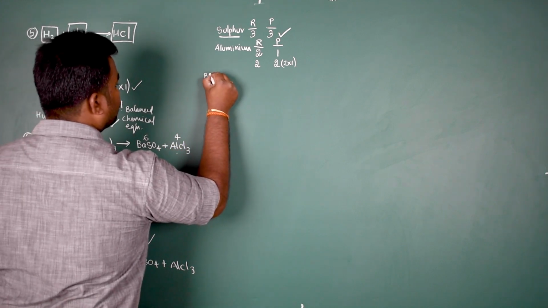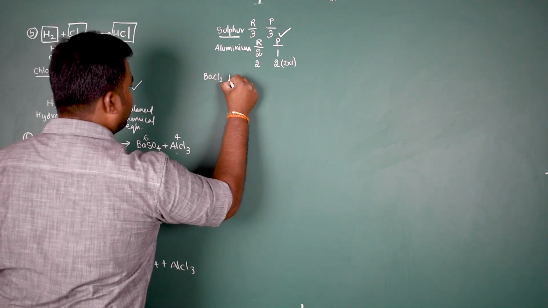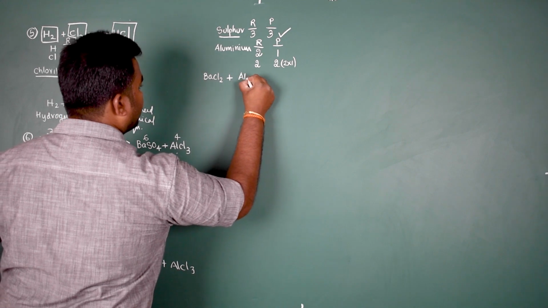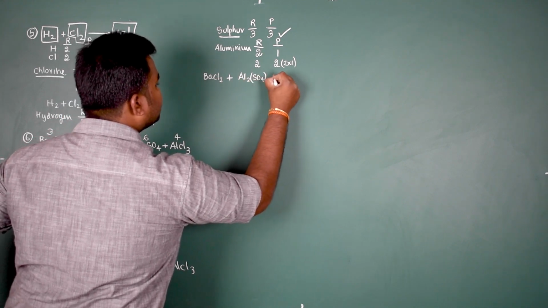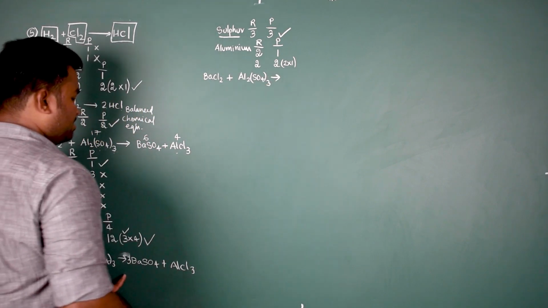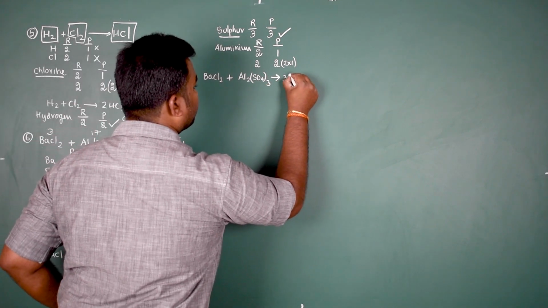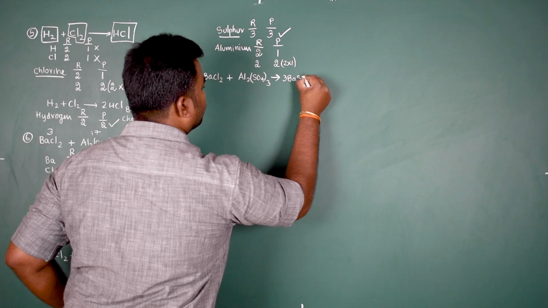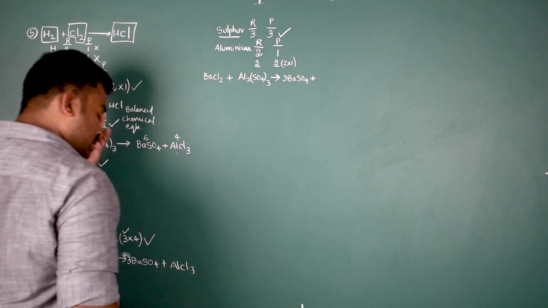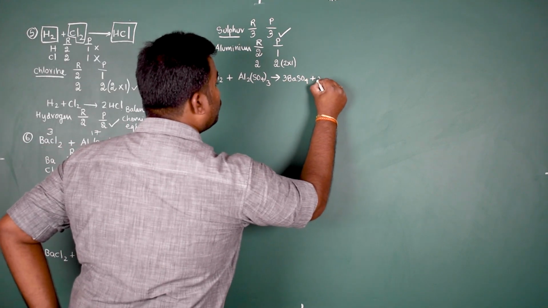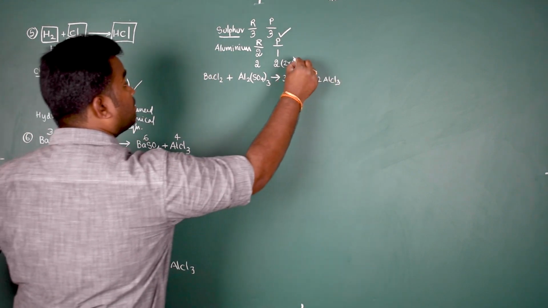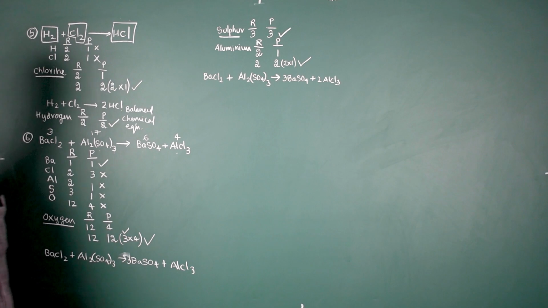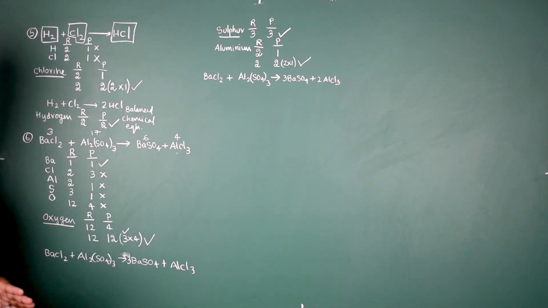Barium chloride plus Al2SO4 taken thrice will give me 3BaSO4 plus 2AlCl3. So now my aluminium are also balanced. And then what else do we have to balance?